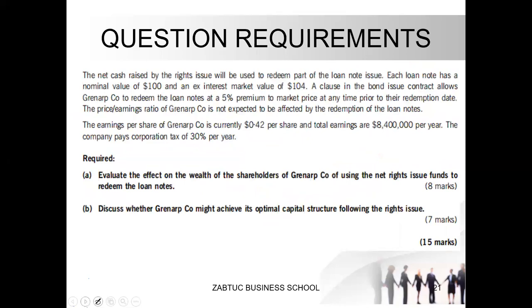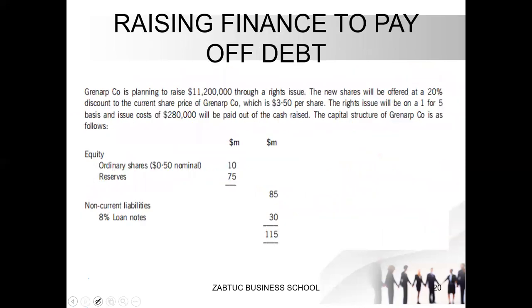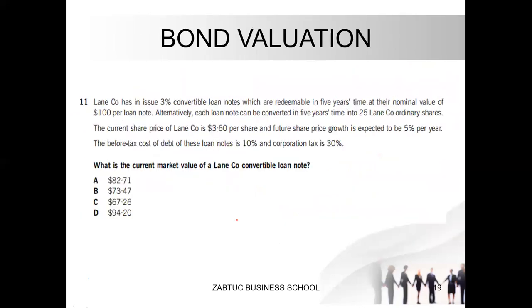Let's talk about the dividend valuation model now, the DVM. How do you find the market value using the dividend valuation model? If a dividend is constant, how do you find the value? If you have got constant dividend per annum, how do you find the value?